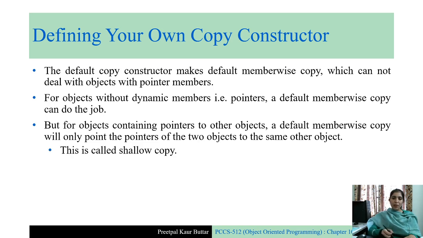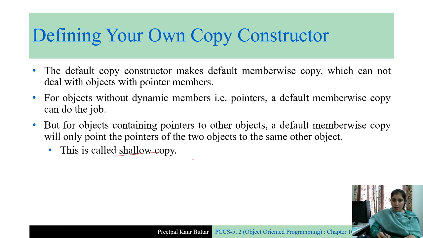And the copy which we did in the previous example is called the shallow copy. Shallow copy means you copy the exact values. The values of one object's data members are simply copied to the data members of the other object. And in case of pointers, what we need is a deep copy.